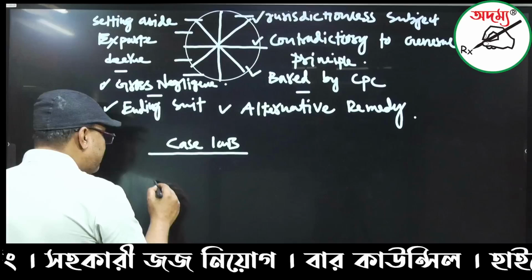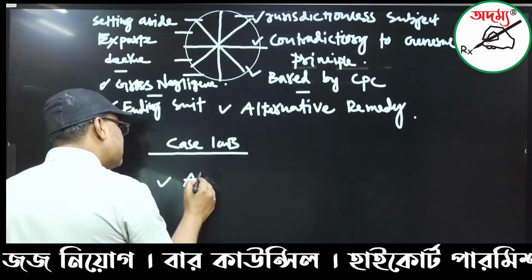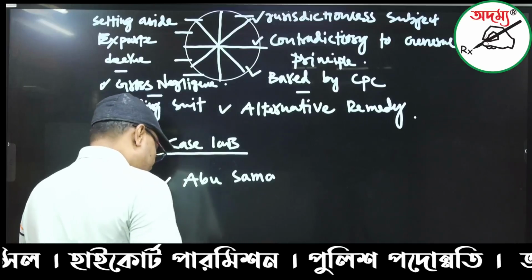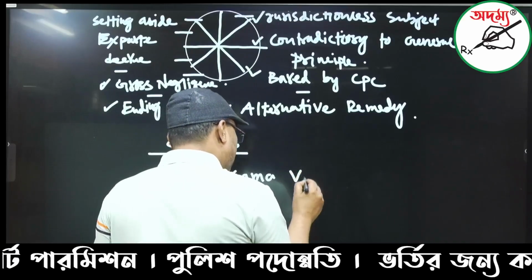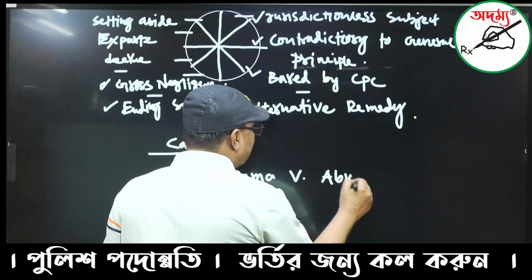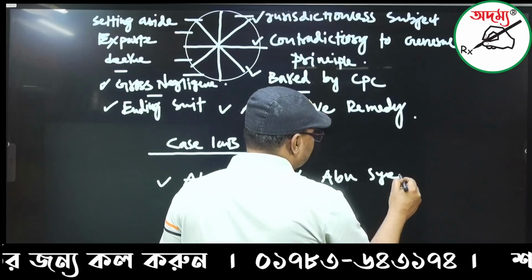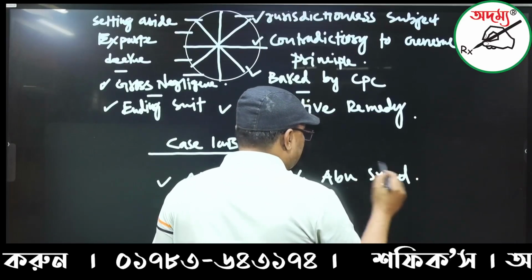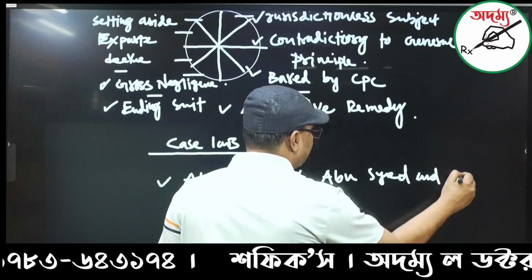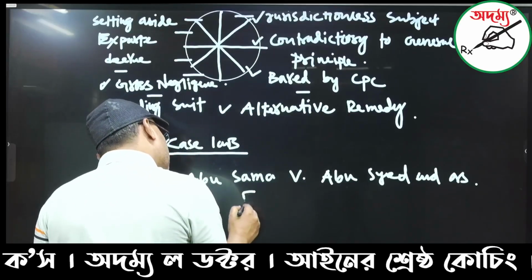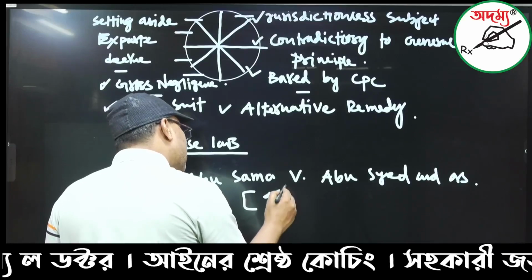First of all, we have to discuss Abu Sama versus Abu Said, this is the famous case law. This is the landmark decision and others. This is the 48 dealer. What exactly is the 48 dealer?